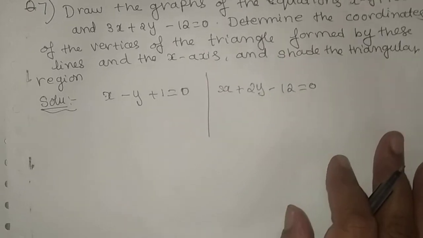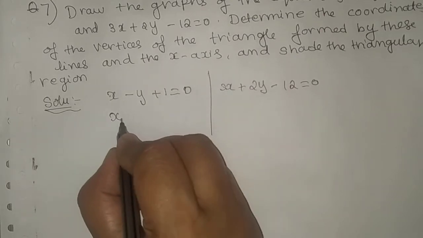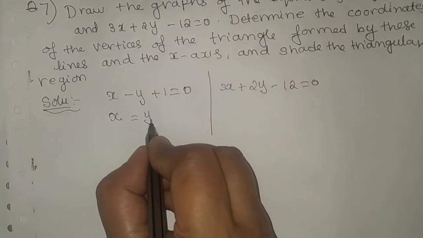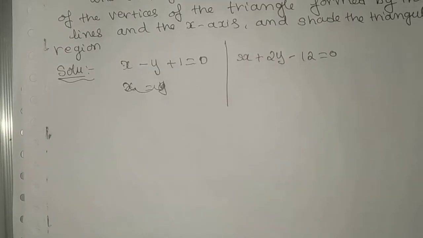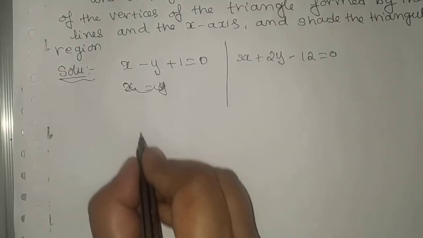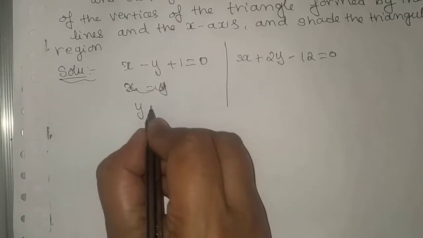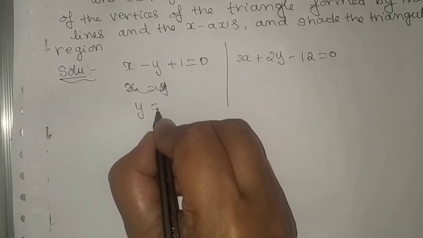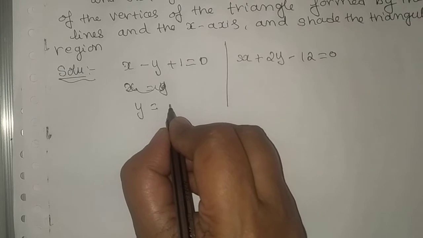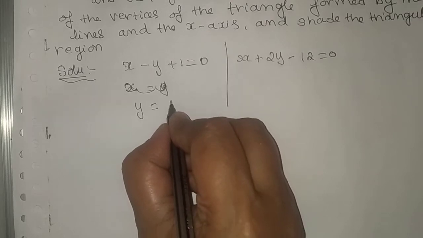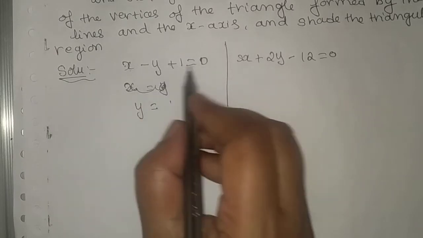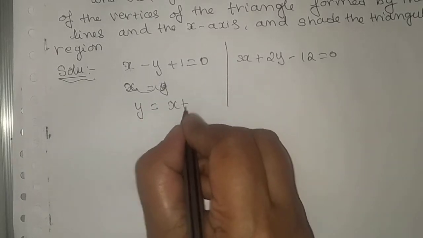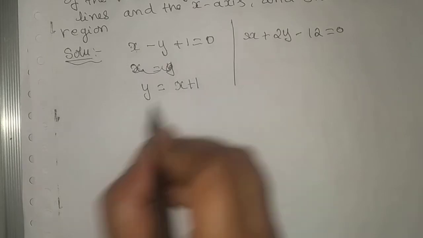So for this we have to find out x. I'll just write down this. Here I'll take the y value. So y is equal to how much we get? Minus y comes to this side, which means y is equal to x plus 1. So this is the equation for y.